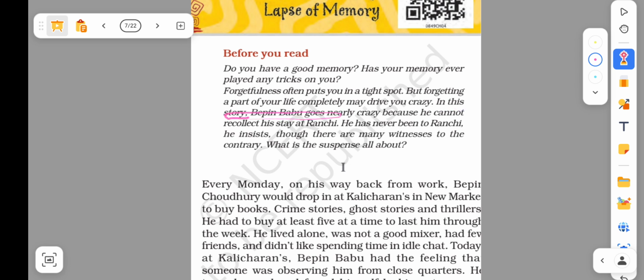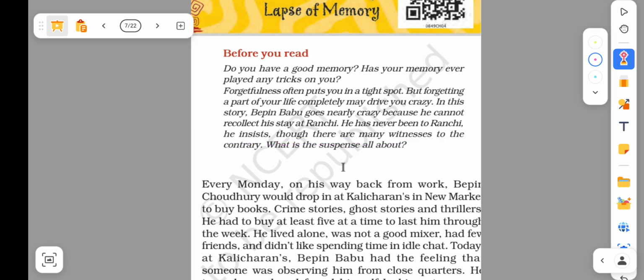In this story, Bipin Babu goes nearly crazy because he cannot recollect his stay at Ranchi. So here is another connection with me. It's about Ranchi, and Ranchi is very close to my house. I will not tell you where I live, but Ranchi is very close to my house, so this chapter is going to be very close to my heart. He has never been to Ranchi, he insists, though there are many witnesses to the contrary.